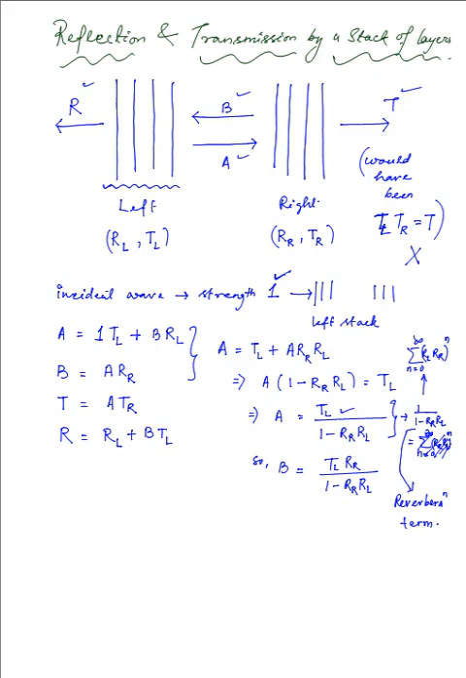Now, with all done and dusted, we can simply calculate the value of R. So R will be equal to RL plus B times TL. B, remember, is this. So we have RR times TL multiplied with that TL over there with B, TL squared over 1 minus RR RL, or RL RR, whatever. And then finally the value of T, the transmission coefficient, will be equal to A times TR. A being equal to TL over that, so we have TL times TR over 1 minus RL RR.